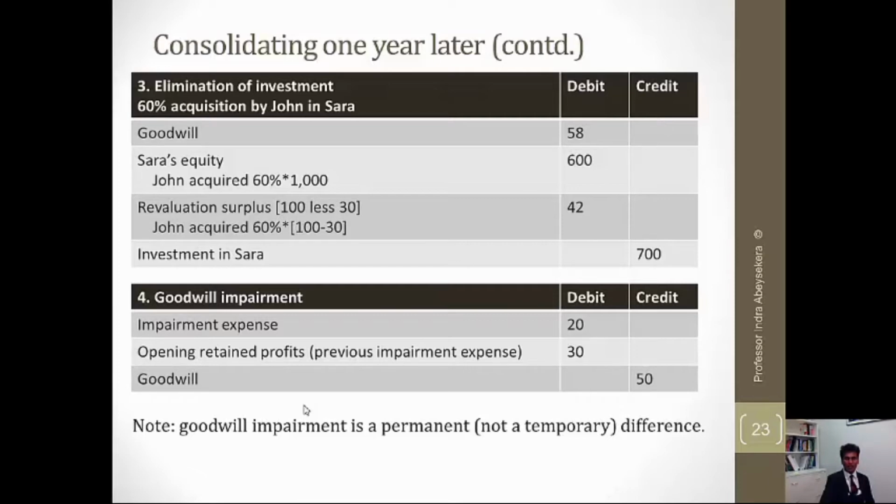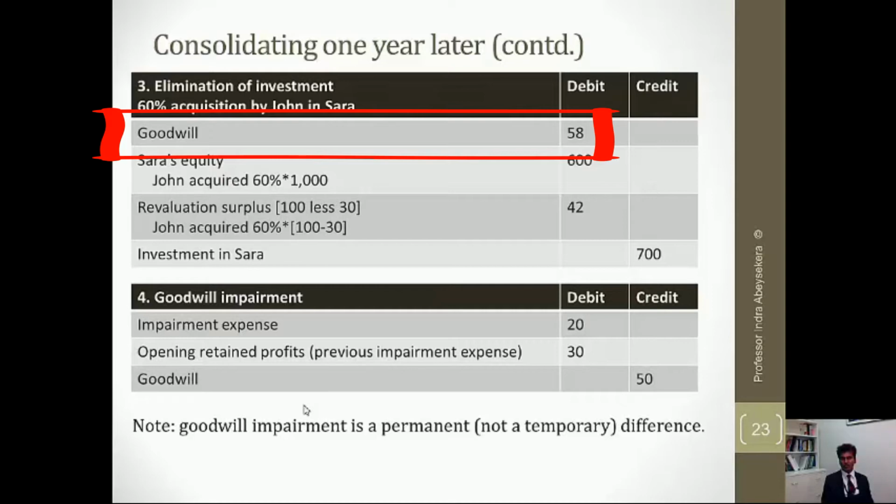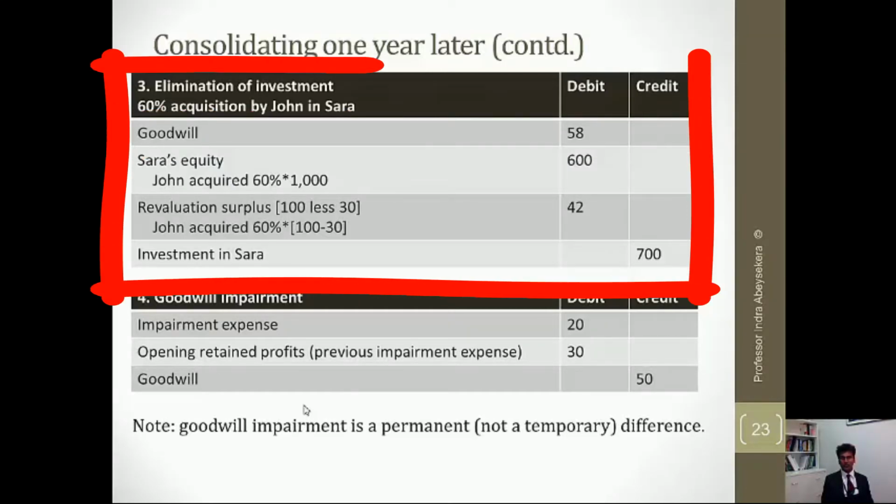And the remaining amount is for unidentifiable assets that John paid for, and that is a collection of intangibles, and that's called goodwill. Debit goodwill 58. So the third entry, debit goodwill 58, debit Sarah's equity 600, debit revaluation surplus 42, and credit investment in Sarah 700.